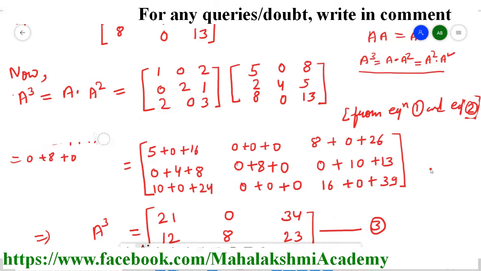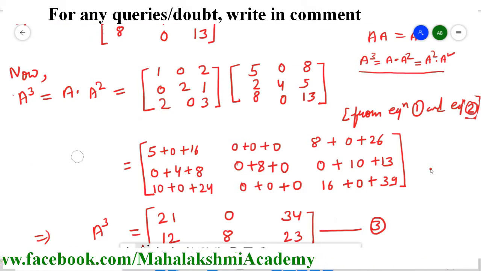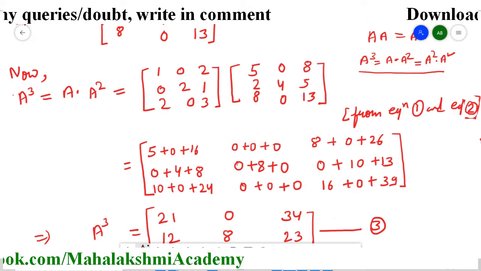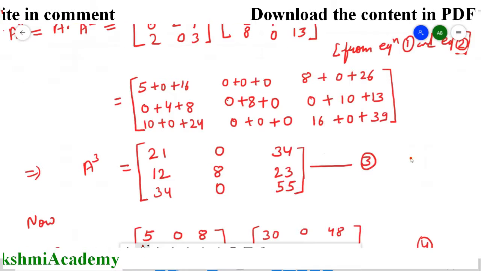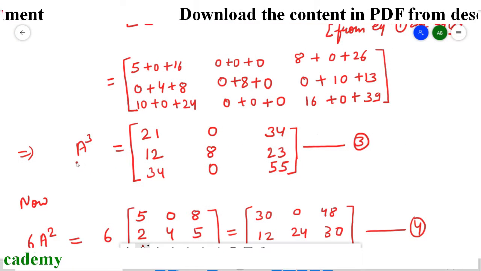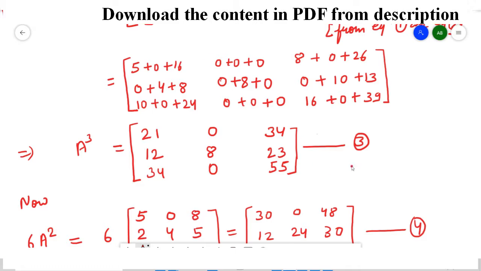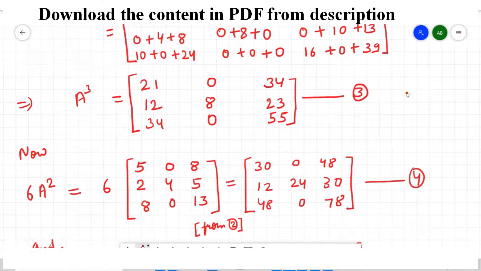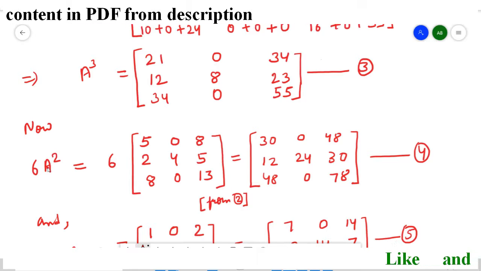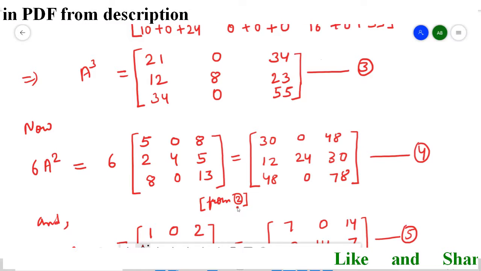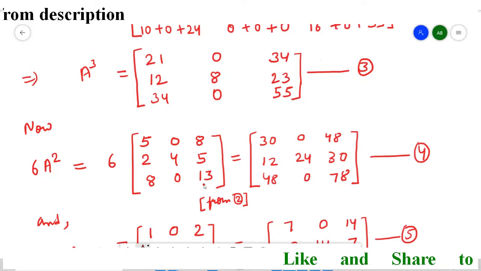If you are not comfortable to do direct, initially you can do the rough work and then enter it, and then after some practice you will have the command to do it directly. So like this I obtained A cube matrix. Now in the question we need 6A squared term. So 6 I wrote here. Now A square we already calculated in equation second. So from equation second I copied here.